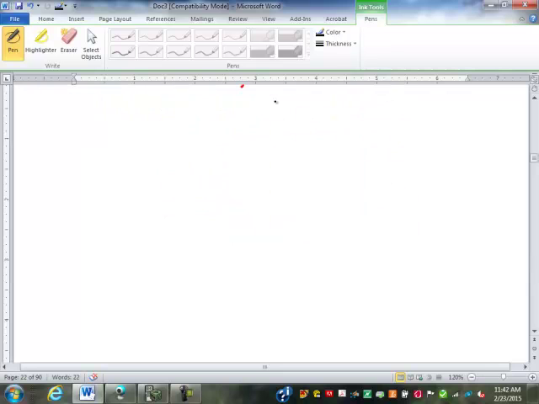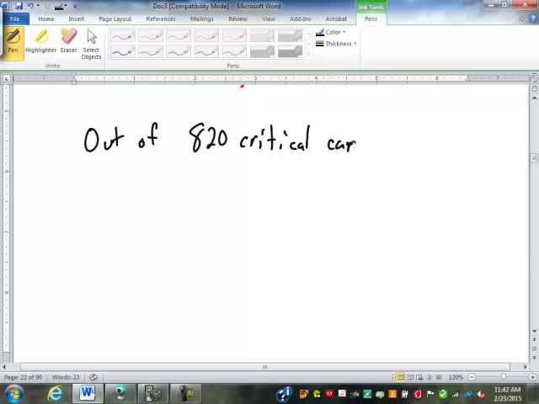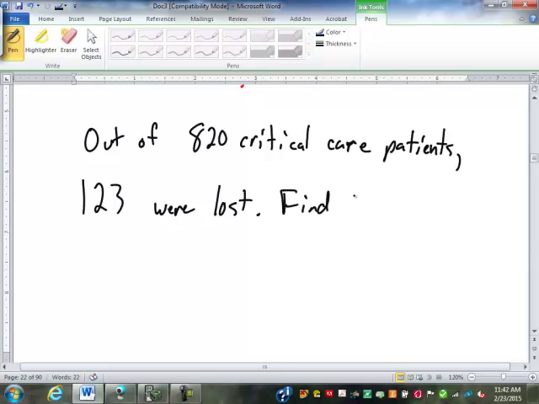So let's say we look at a medical statistic that out of 820 critical care patients, 123 were fatalities. We'll just say we're lost. Find the percent who survive.